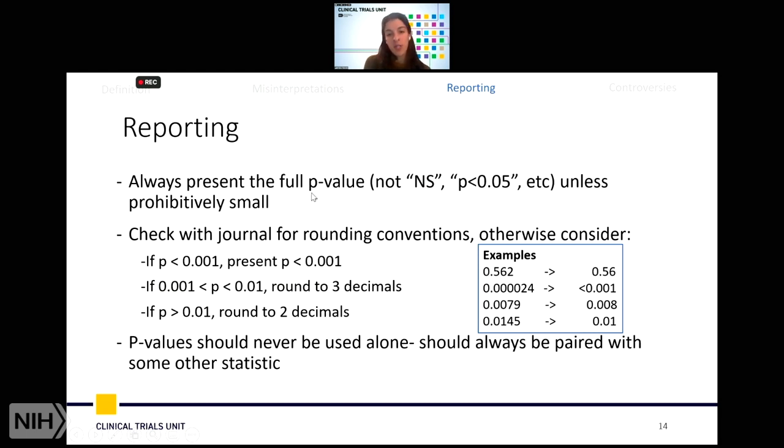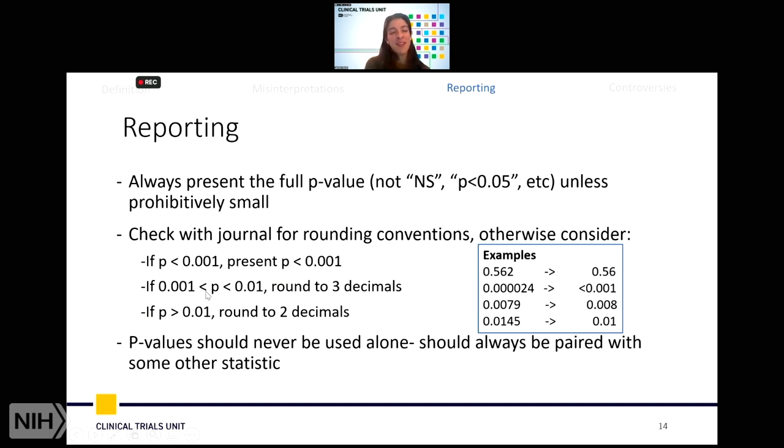So I will say you should always present the full p-value. You'll see sometimes in write-ups where people will write NS for not significant, or just say that the p-value is less than 0.05, saying it was significant, but not reporting what the actual value is. I would say don't do this. You really want to report the full numeric number as properly rounded as you can get it, unless the p-value is prohibitively small. Obviously, we don't need to report to 6 digits here. So in this example, you can just say less than 0.001 if it's very, very small.